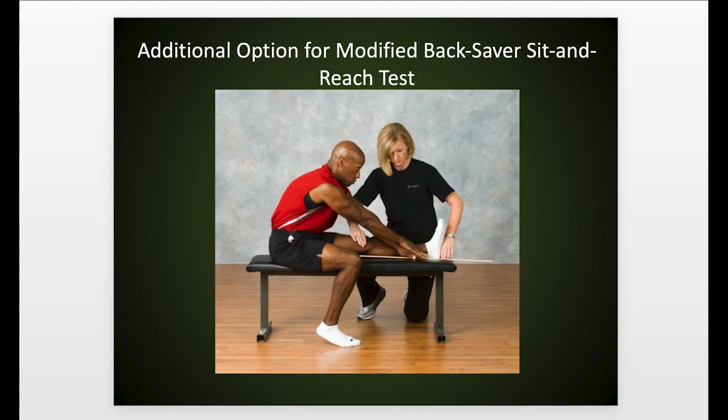This one is a modified back saver sit and reach test. So this one might not be placing as much strain or stress on the lower back. So you're just simply having the individual sit on a bench with one leg up, one leg on the floor, and they're pushing forward and stretching forward to see how far away they can get. In the beginning, or the 0 then, is going to be at the knee in this case, and just seeing how far they can reach forward.